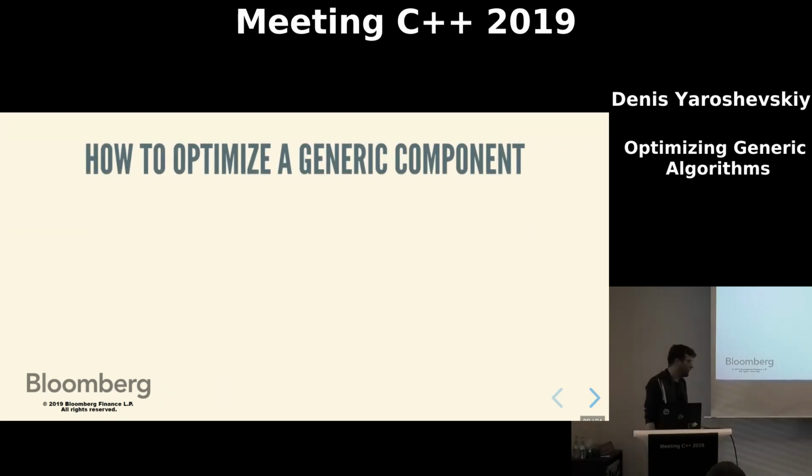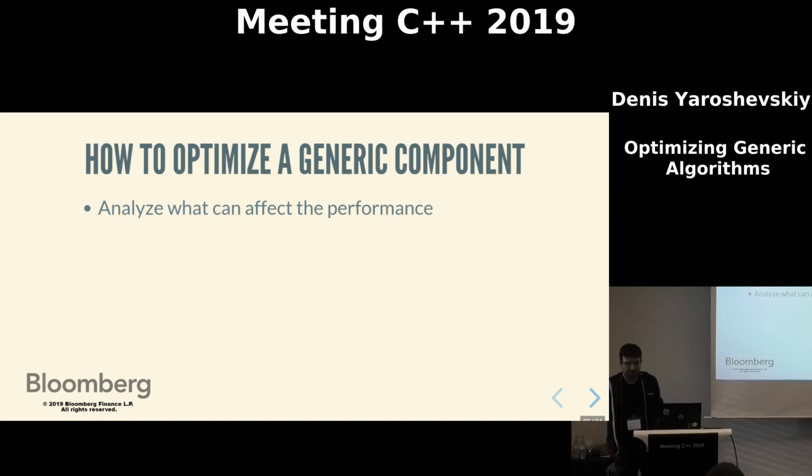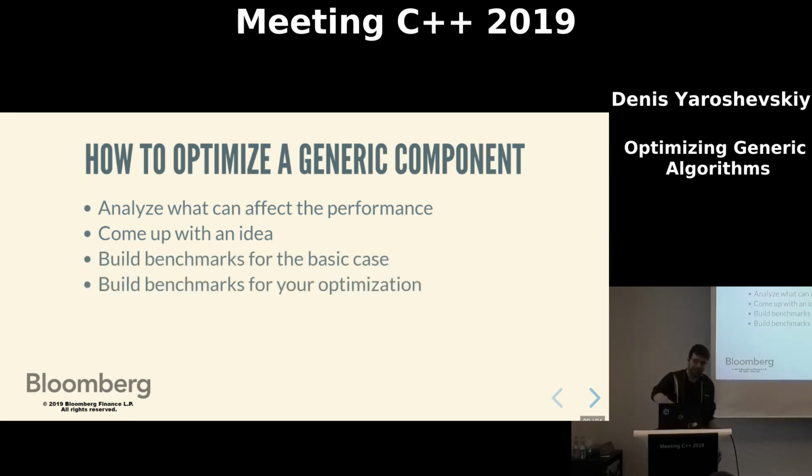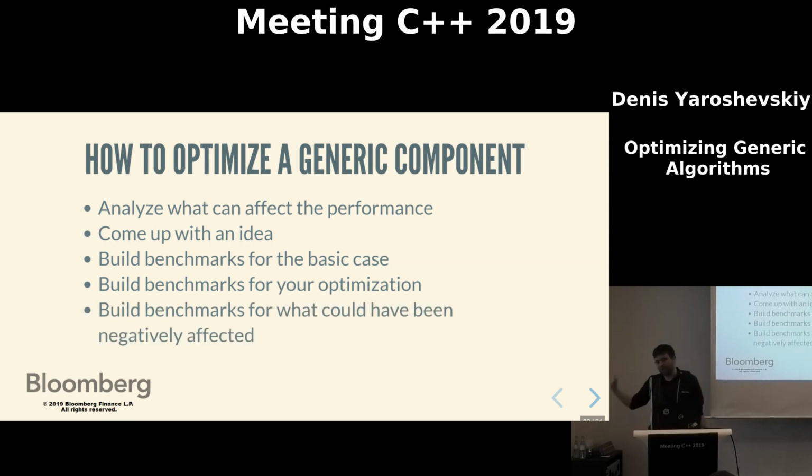So how to optimize a generic component, right? What did we do in the end? We compiled the list of everything that could affect our performance. We came up with some ideas of what we can do to make it faster. We built benchmarks for the basic case, for the specific case, and then for what could have been negatively affected. And for all of these benchmarks, in the end, we make a decision: is it a good optimization or not?